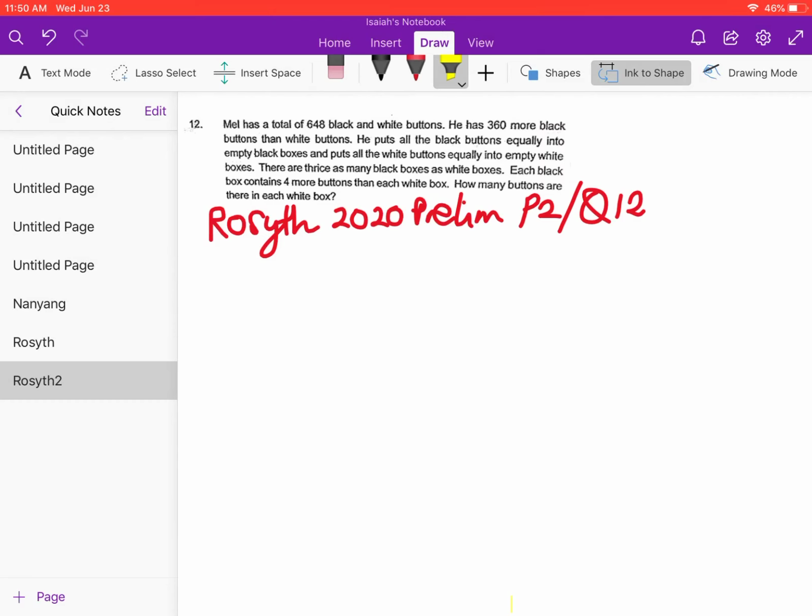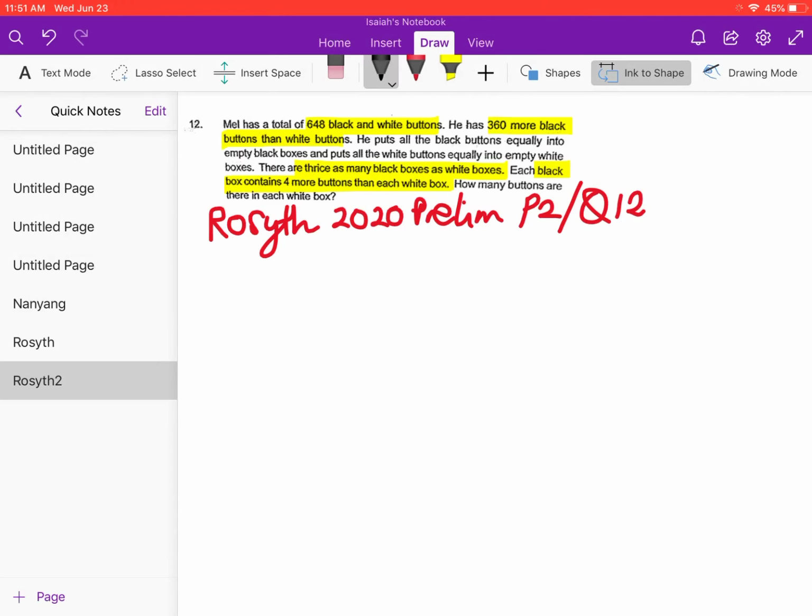Mel has a total of 648 black and white buttons. He has 360 more black buttons than white buttons. He puts all the black buttons equally into empty black boxes and puts all the white buttons equally into empty white boxes. There are thrice as many black boxes as white boxes. And each black box contains 4 more buttons than each white box. How many buttons are there in each white box? So that's what we are going to calculate.